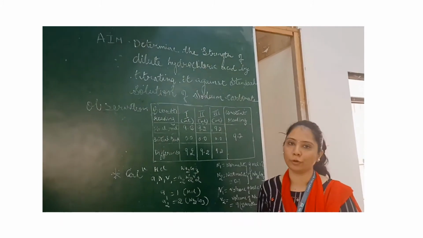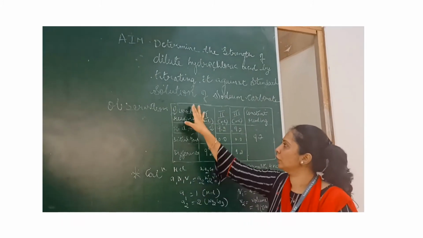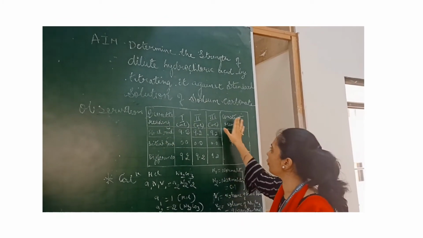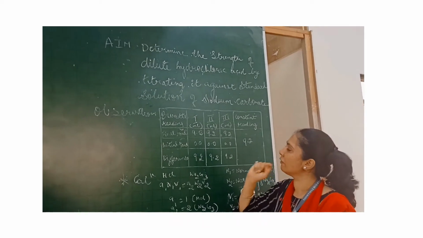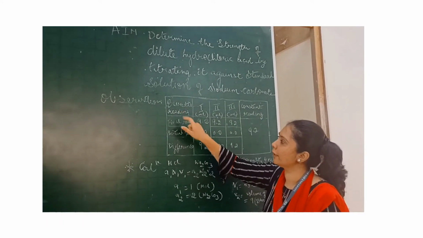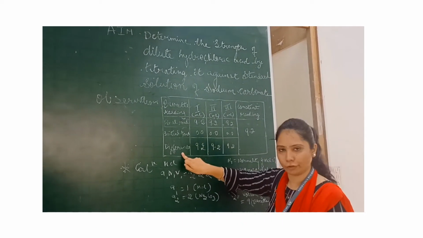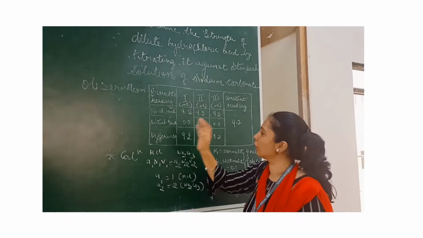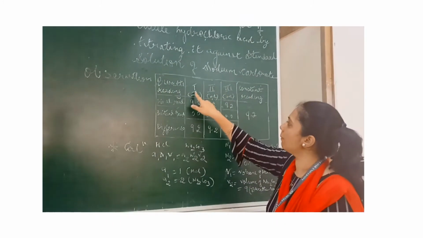As I told you, you have to mark in your observation table. So here you can see that this is an observation table. You have to make such a table in which there will be one column where you will write: burette reading, final reading, initial reading and difference. So this will be one column, and next you can see such markings.